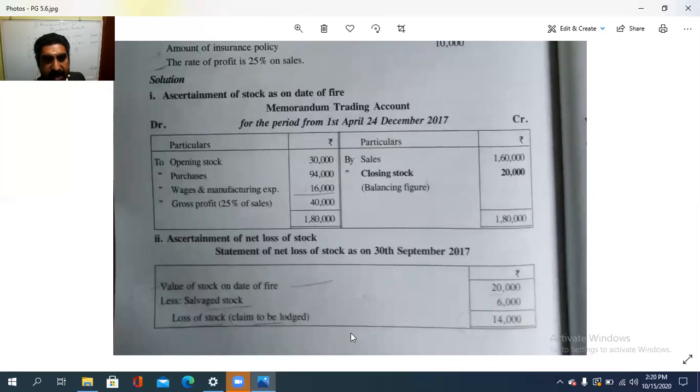Then next is ascertainment of the net loss of stock. This is ascertainment of the stock on fire. Clear? Ascertainment of the stock on fire. So second is ascertainment of net loss on stock on fire.